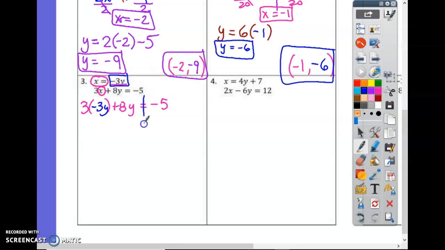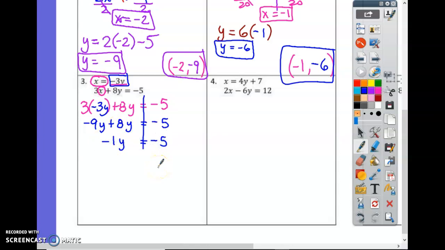Okay, pause the video, work it out for just a little bit. Let me see if you can do it by yourself. Pause it. So in decimals, what is 3 times negative 3? Negative 9y. Okay, bring this down. Plus 8y equals negative 5. Add these two. Combine them. What did you get? What's negative 9 plus 8? Negative 1y equals negative 5.